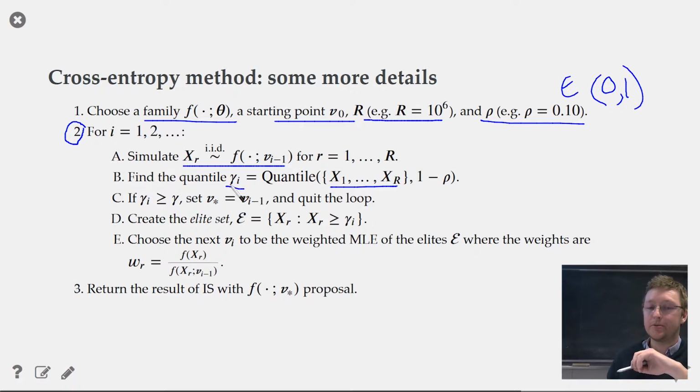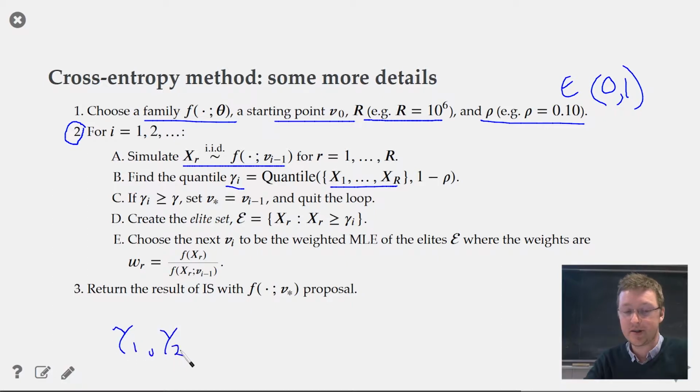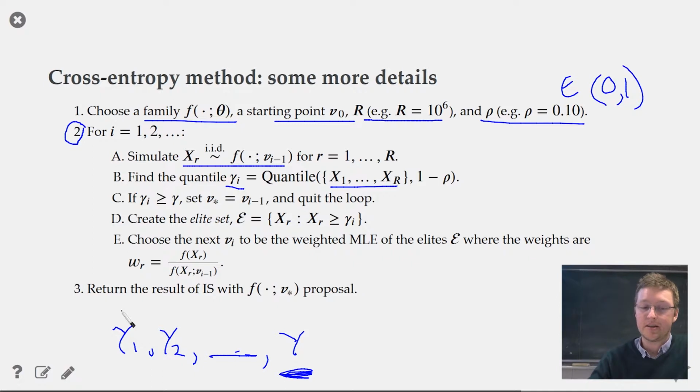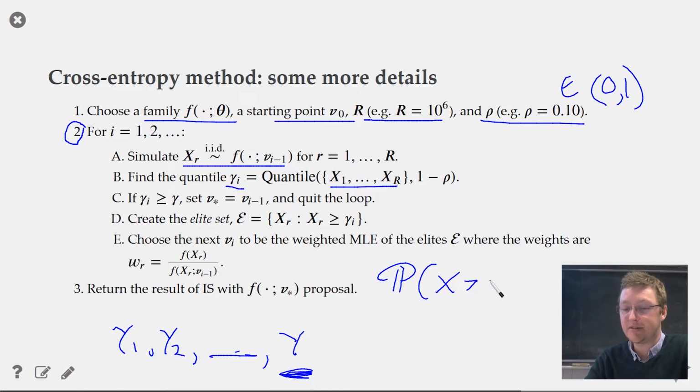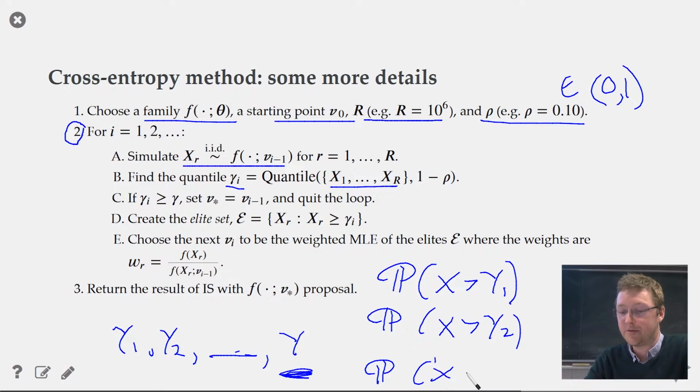This is gamma sub i. You end up getting a sequence of these gamma sub i's that increases up until the gamma, which is the thing that you care about. So in effect, you're solving not-so-rare event estimations one by one. You solve probability x is greater than gamma 1, which is small, so that's not a rare event, and then you solve the slightly more rare event, probability x is greater than gamma 2, all the way down to the really rare event that you care about, probability x is greater than gamma.